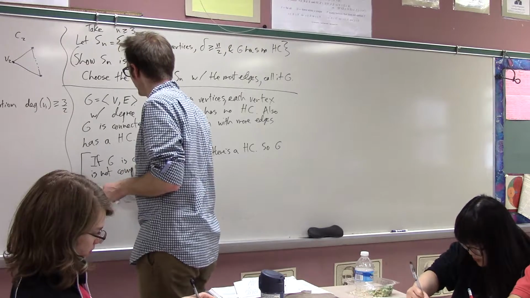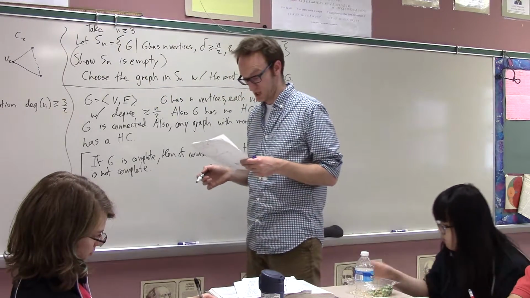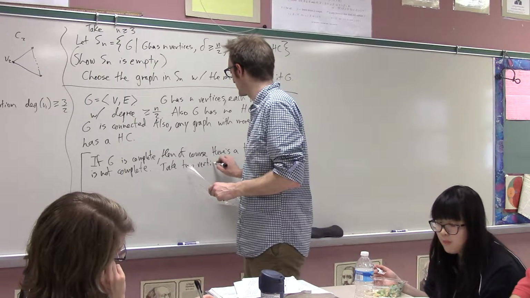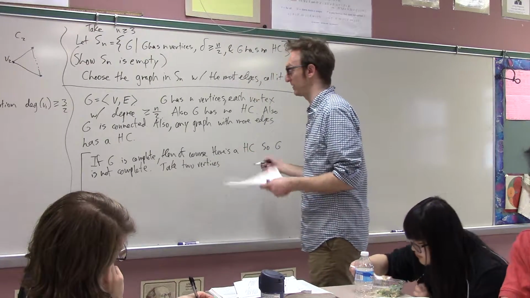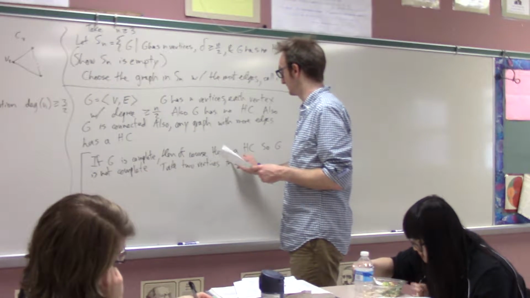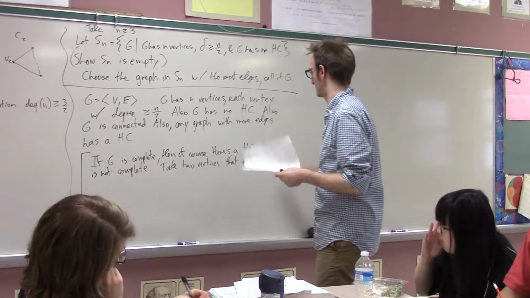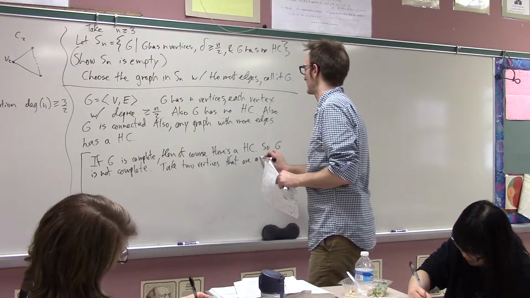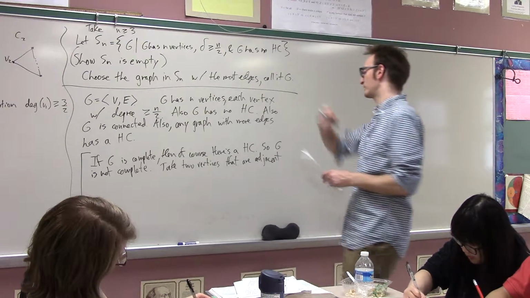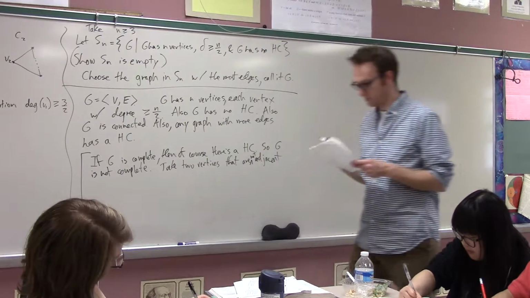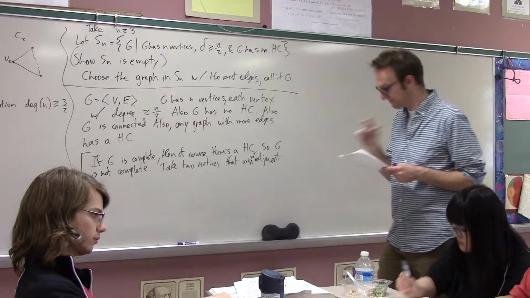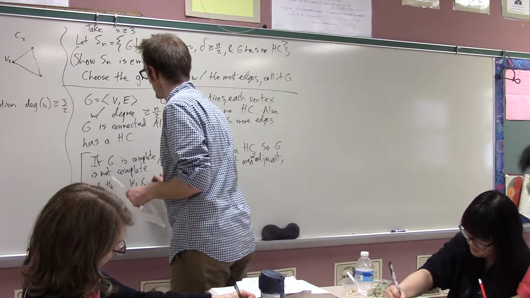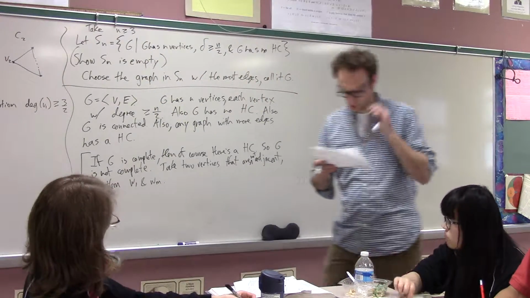And if it's not complete, then there must be two people who are not friends. So take two vertices which do not have an edge between them. Take two vertices that are not sharing an edge. Adjacent is the word, yeah. I'm teaching this class, I should probably know that word. Take two vertices that are not adjacent. Two people who are not friends. Call them W1 and Wn.